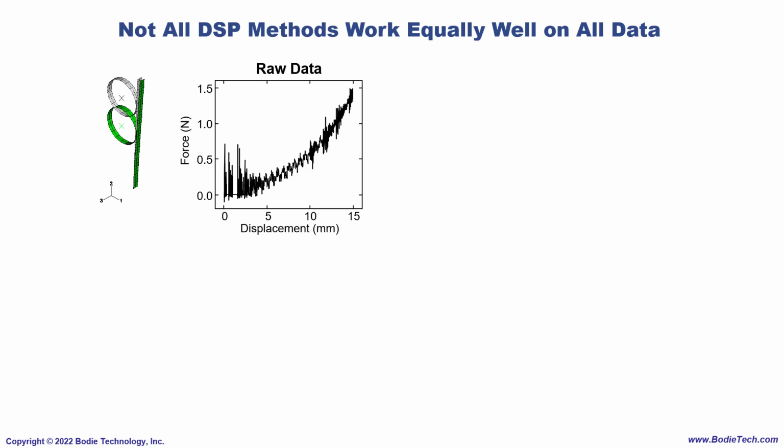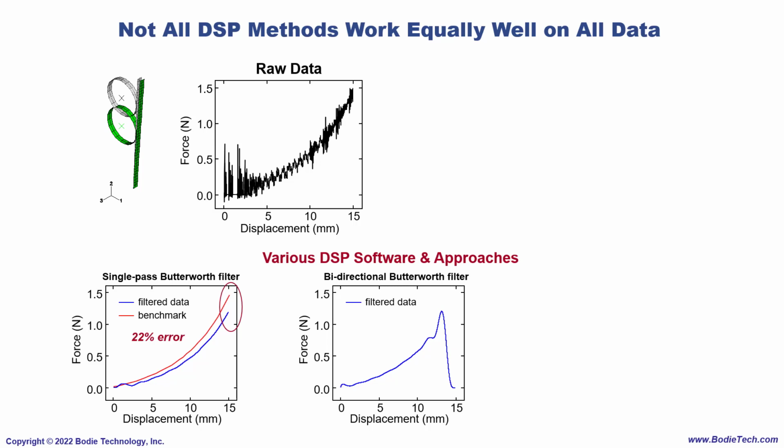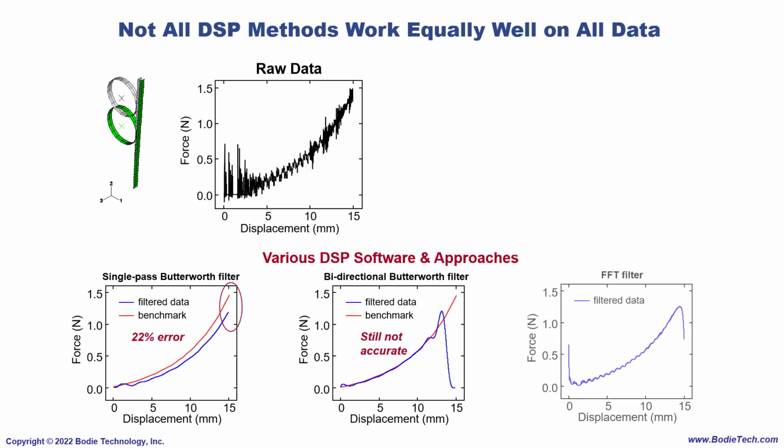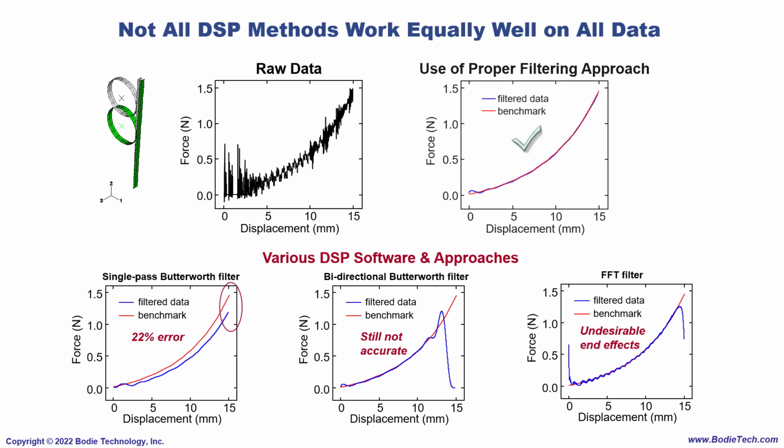Here is some noisy force displacement data from an explicit FEA model. Filtering this with a single-pass Butterworth low-pass filter looks smooth until we compare it to the benchmark and see we have a 22% error. Using a bidirectional filter with an academic implementation seems to help in one portion of the curve, but looks terrible at the end of the data, and using an FFT filtering approach creates undesirable end effects. Training will teach you why these various filter distortions occur and strategies to avoid them, so that you can achieve robust and accurate results with a firm understanding of the DSP process.